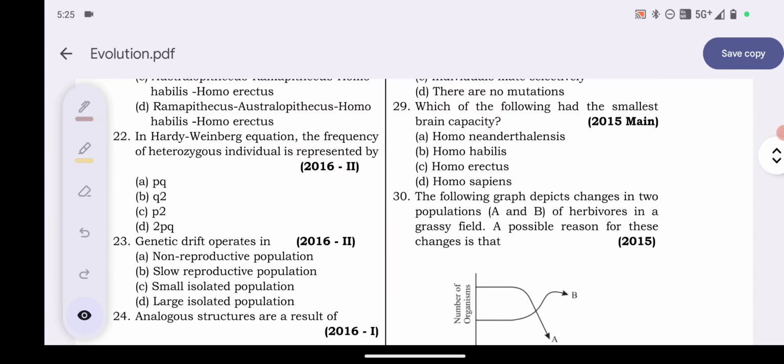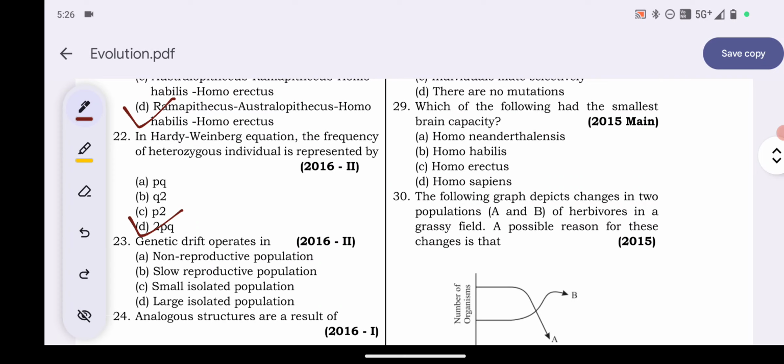In Hardy-Weinberg equilibrium, the frequency of heterozygous individual is represented by. हेटेरोजाइगस इंडिविजुअल को किस तरह से रिप्रेजेंट किया जाता है? हार्डी-वेनबर्ग इक्वेशन का फॉर्मूला क्या है? p² + 2pq + q² = 1. ऐसा ही तो प्रिंसिपल कहता है उनका. p² + 2pq + q² = 1, जहां पर p² indicates the dominant allele frequency, q² represents the recessive allele frequency, and 2pq represents the heterozygous individual frequency. So what will be the answer? Option number D, 2pq is the answer.